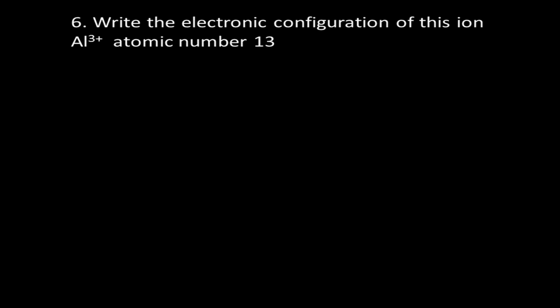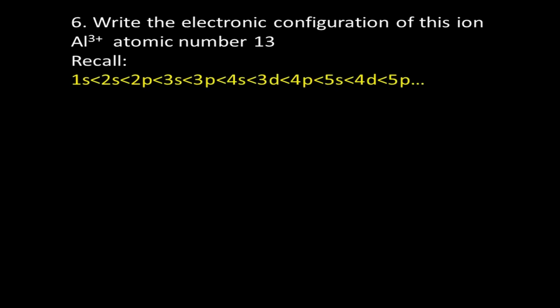So the atomic number will not be equal to the number of electrons. For a neutral atom of aluminium it is supposed to be 13, but now we have 13 minus 3 that is lost. So the number of electrons in this ion is 10. So we fill in 10 following our energy range. So recall our energy range.